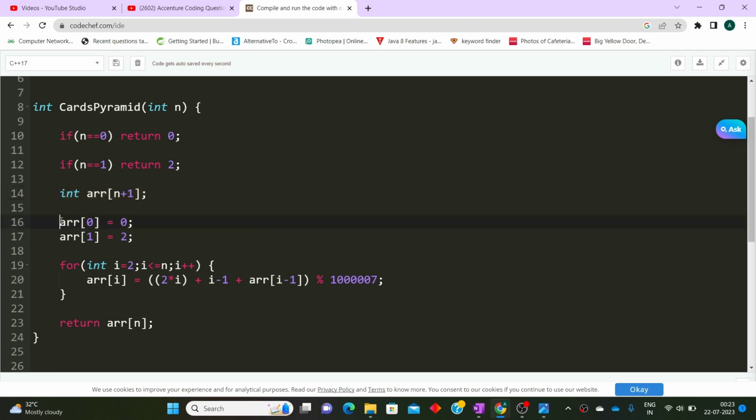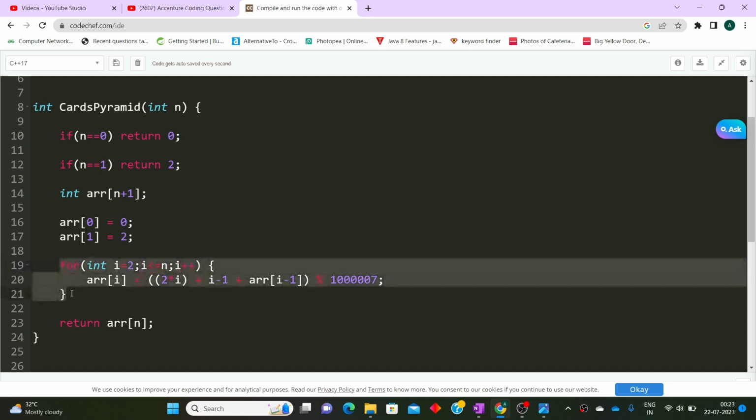So see, now the first value, that is arr of 0, will represent the total number of cards for the 0th level, that is 0 only. Now the arr of 1 will represent the total number of cards for the 1 level pyramid, that is 2 only. Now what we'll do, we will iterate over the rest of the levels till n, because in the end we have to find the total number of cards in the nth level pyramid.